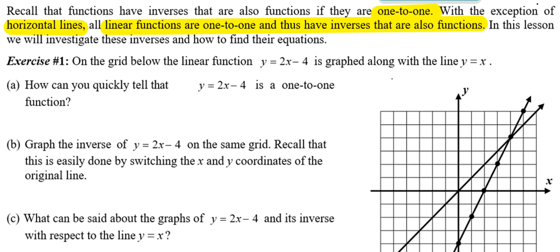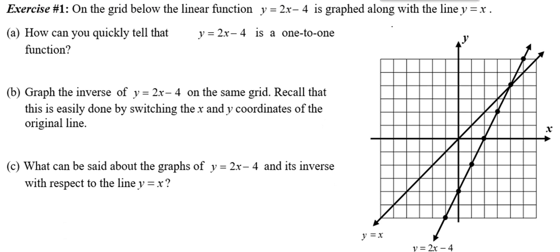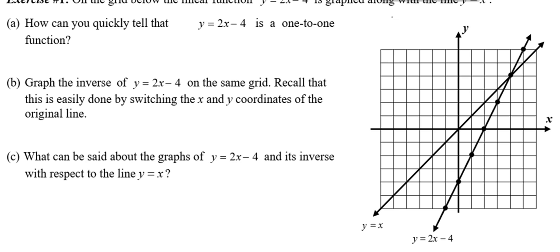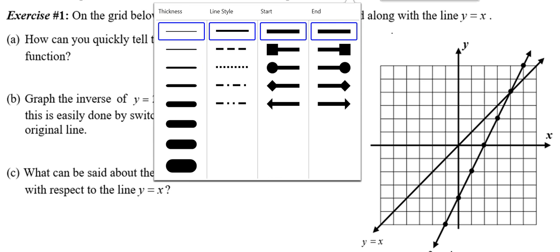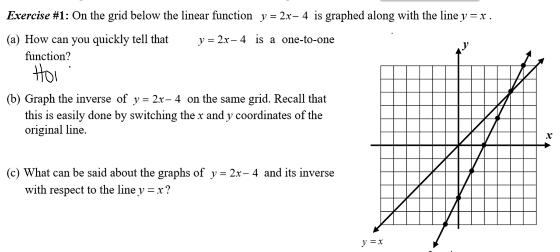Exercise number 1. On the grid below, the linear function y equals 2x minus 4 is graphed along with the line y equals x. A says, how can you quickly tell that y equals 2x minus 4 is a one-to-one function? Well, remember, in order to determine if a function is a one-to-one function, we always have to check by using the horizontal line test.